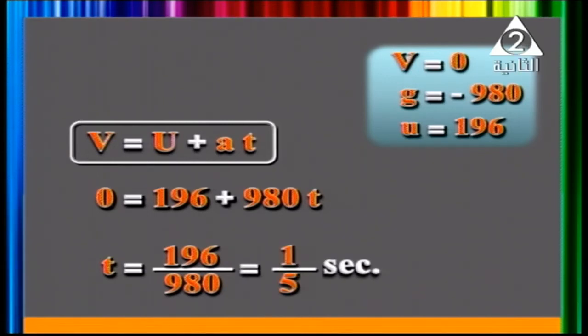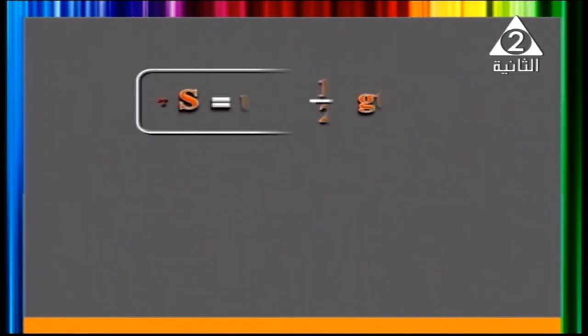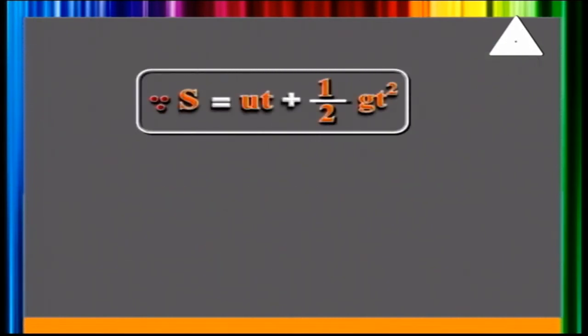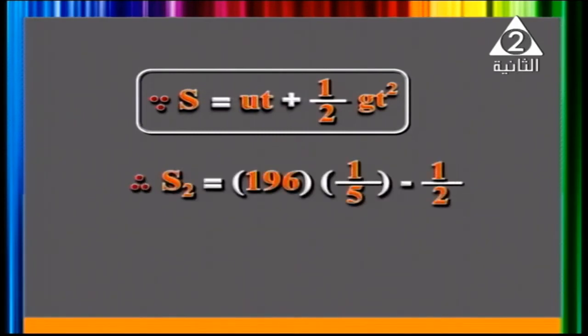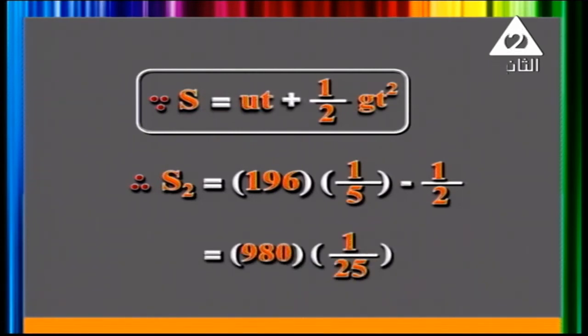My dear student, by using the second equation of the motion, S equals v naught t or ut plus half gt square. By substitution to find the value of S, then S equals 180 times 1 over 25 equals 58.8.